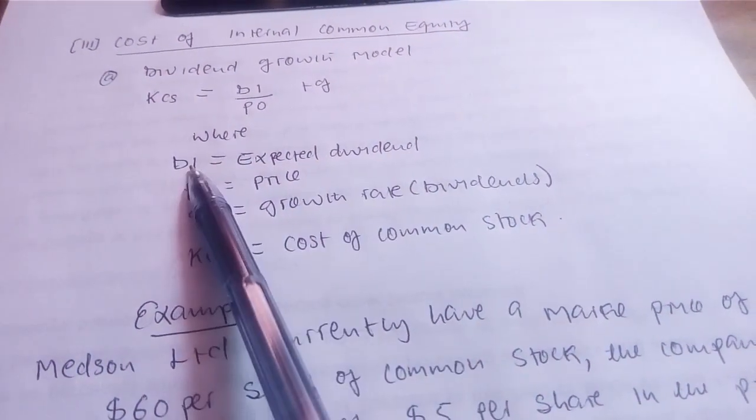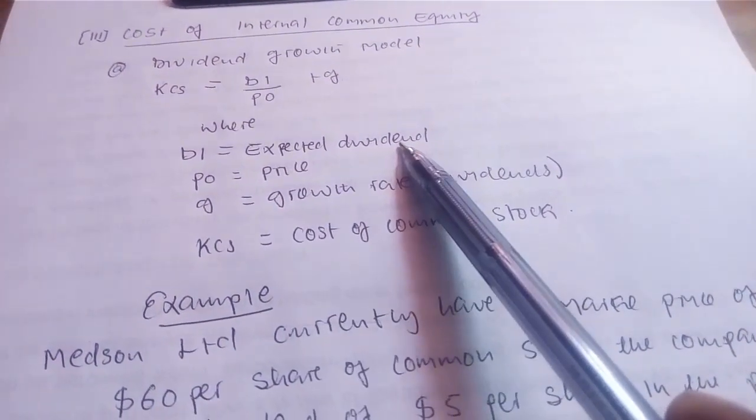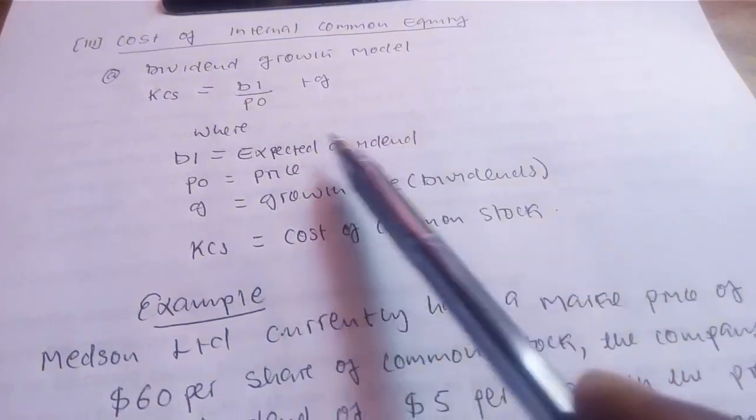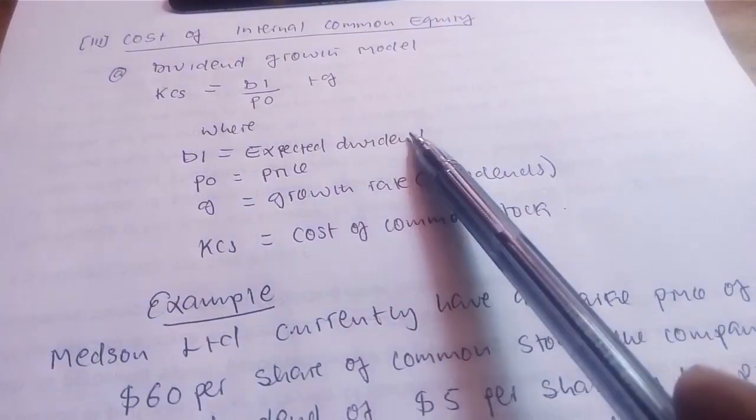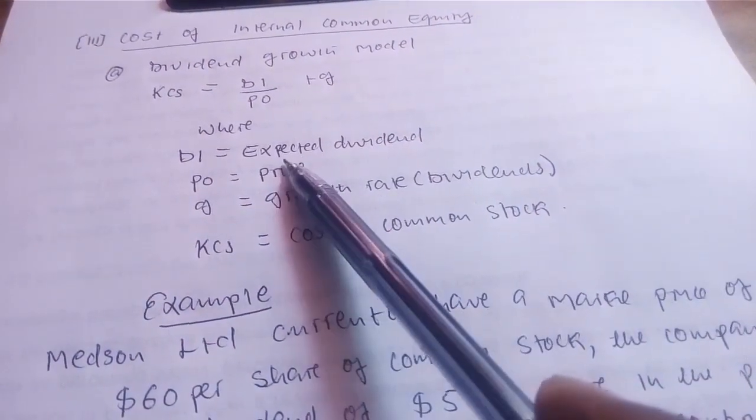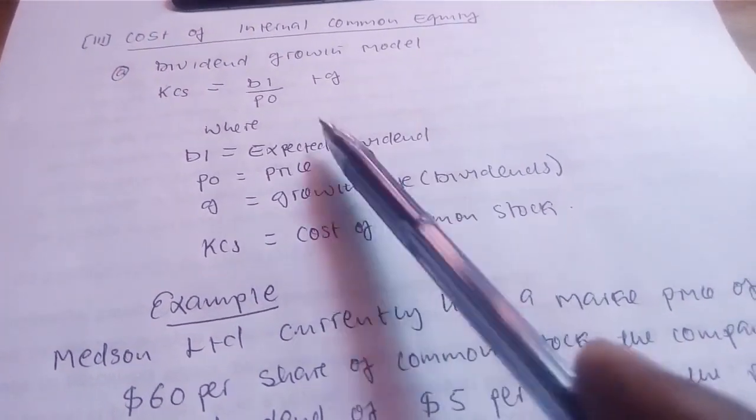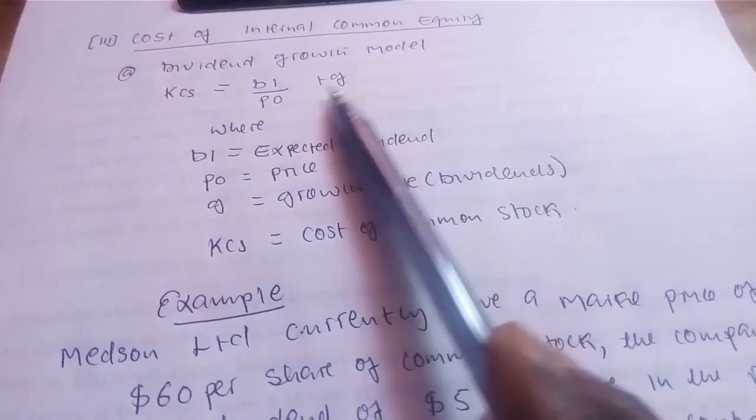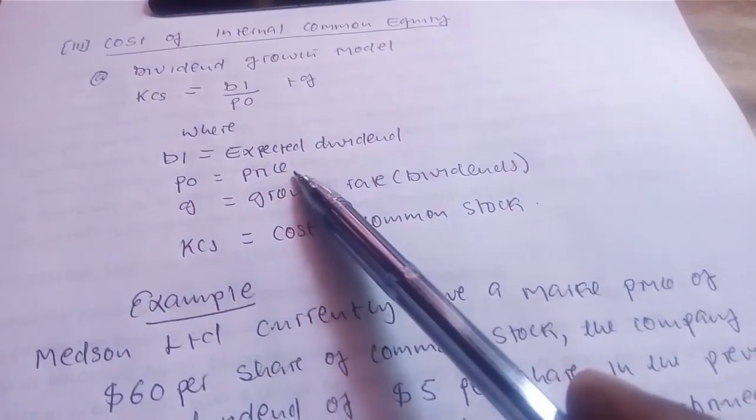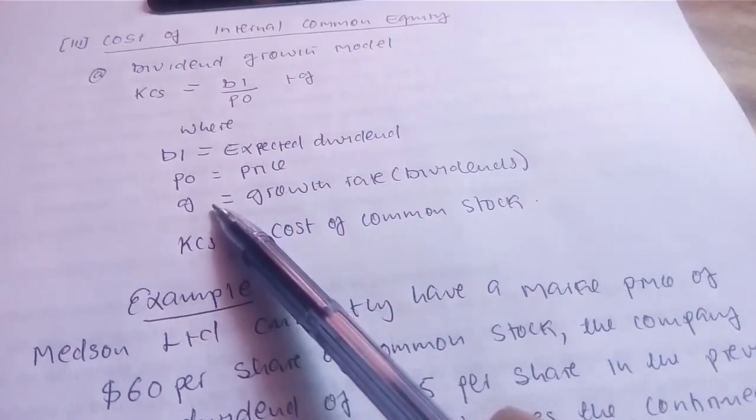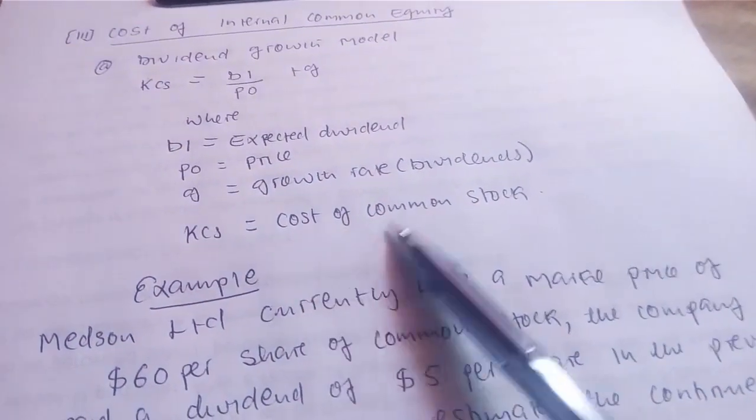So our D1 in this case is the expected dividend. Expected in the sense that unlike the preferred stock where the dividend is fixed, for the common stock, the dividend is subject to fluctuations depending on the performance of the company. So if enough profits or revenues were made in a particular business year, you expect the dividends to increase depending on the policy of the company, and vice versa. So our P0 is the current price, which could be the market price, and G is the growth rate projection of the dividends, and our KCS in this formula is the cost of common stock.